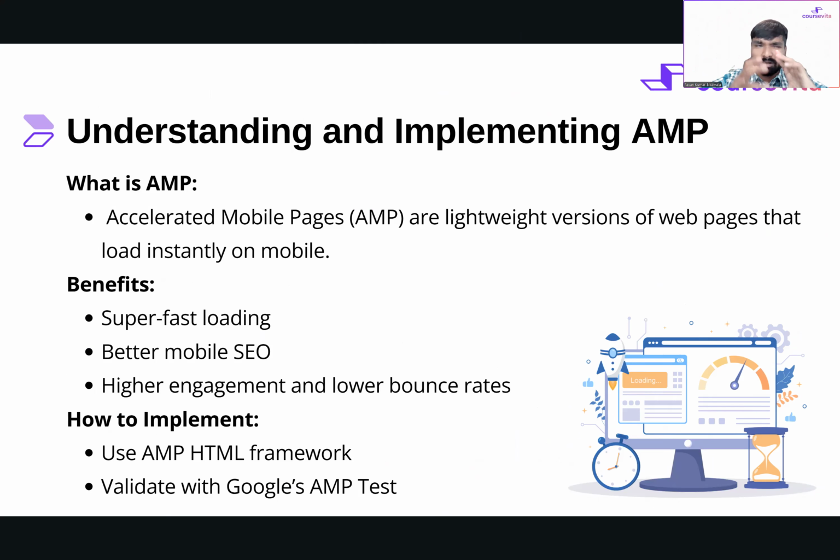It's a huge thing on the backend. There is a server which is balancing, there's a cloud which has storage and everything, right? If you're using the same thing on mobile, the mobile can't take so much bandwidth. So there is something called AMP, which are lightweight versions of these web pages that can load instantly on mobiles. The benefits include super fast loading.